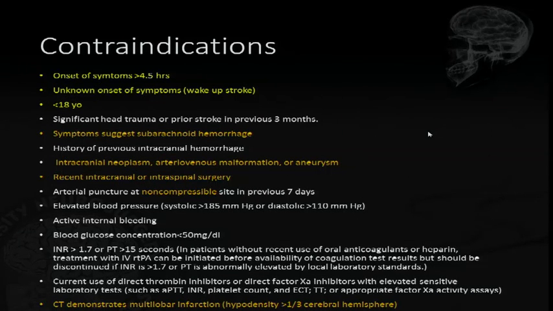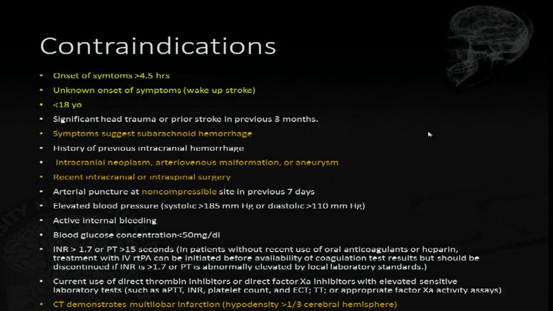There's a bunch of contraindications. In yellow, you can see the ones that have to do with age and time of onset. So immediately, if the patient has a more than 4.5 hour symptom onset or unknown onset, that patient is out, no matter what. That's an immediate contraindication. Pediatric patient or less than 18, also immediate contraindication.